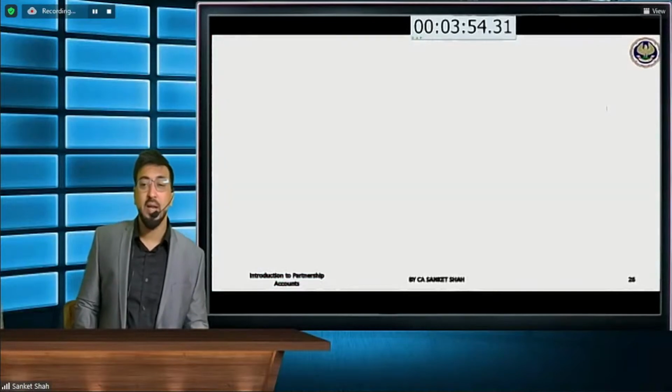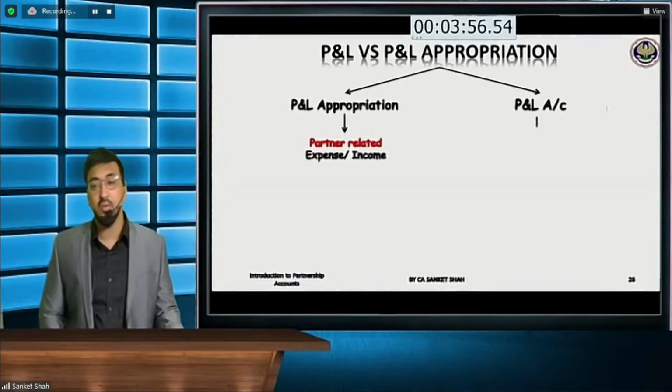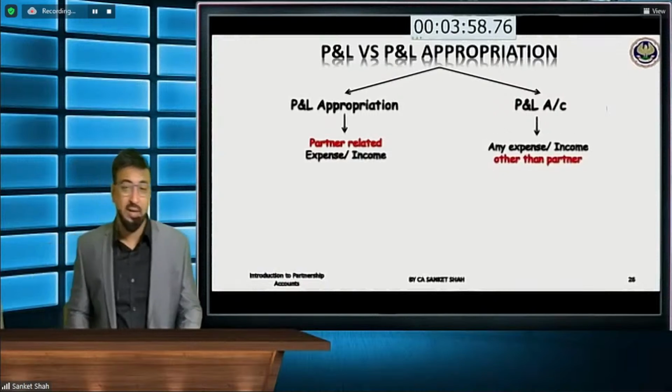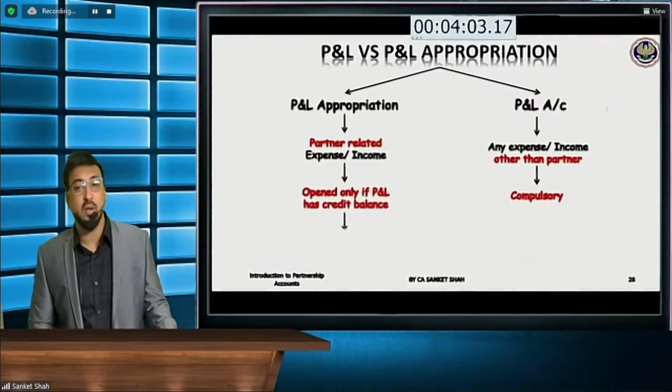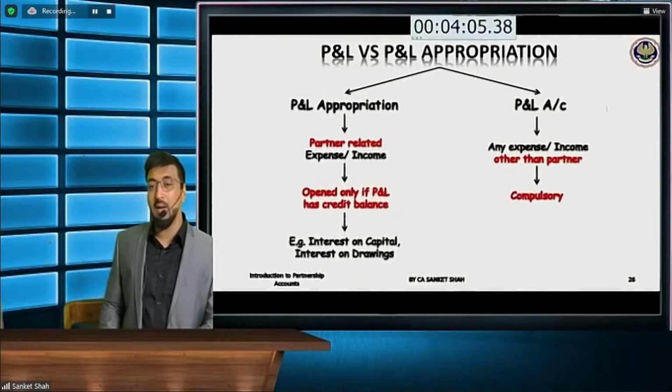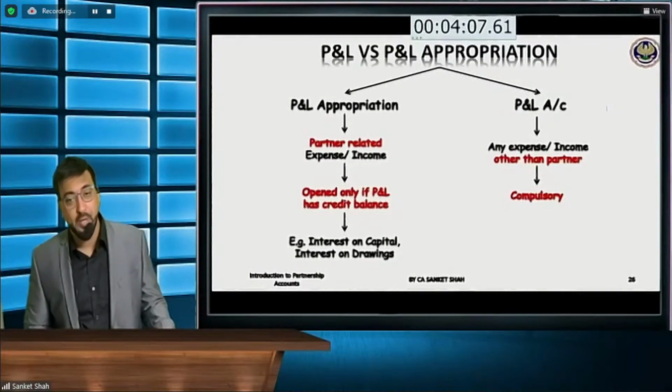P&L versus P&L appropriation. P&L is related to partnership and P&L is mandatory. If you remember, mandatory expenditure, we will write it in P&L account compulsorily. And if it has a credit balance, then only open P&L appropriation account.